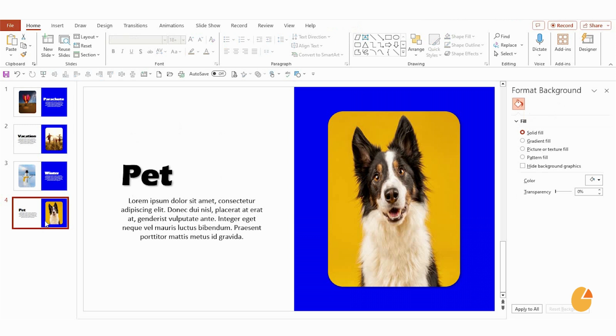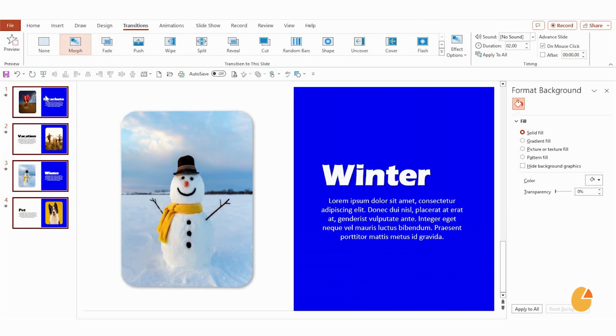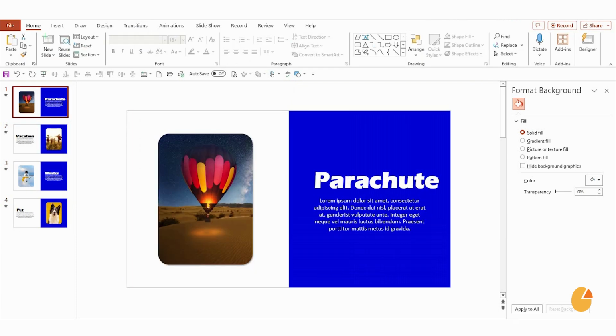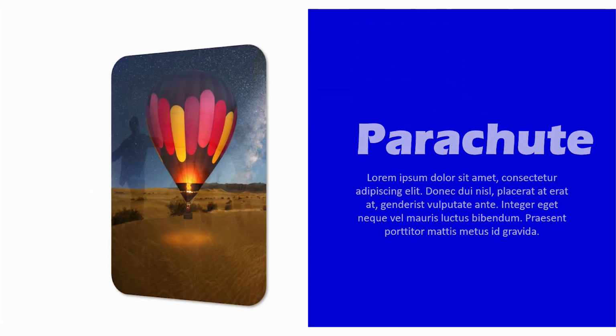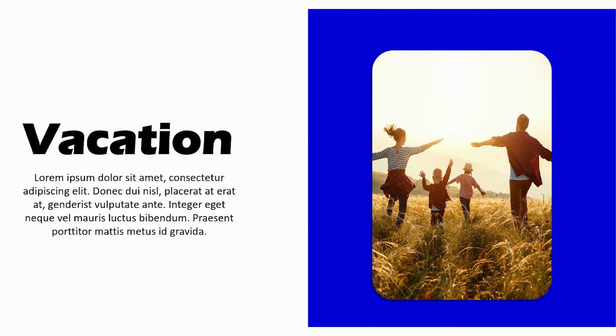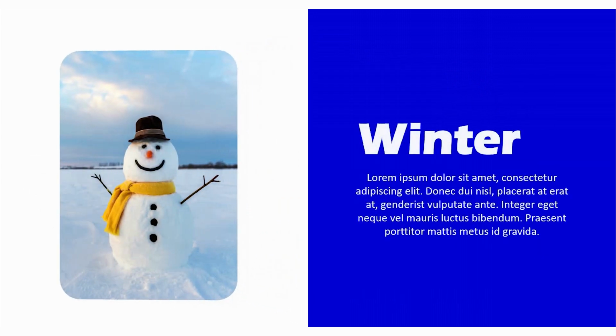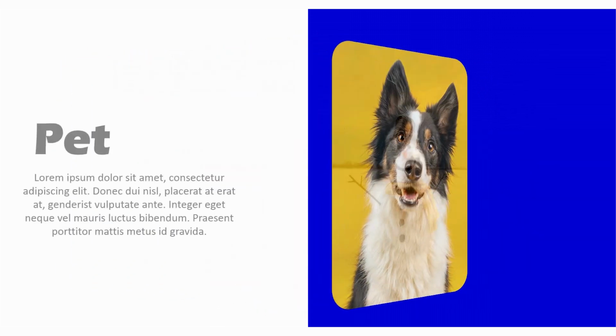Once all the slides are ready, select them all, go to the Transitions tab, and apply the Morph transition. This will create a seamless flip-over animation effect. And that's it. You've just made a rotating flip-over animation in PowerPoint. It's easy and looks amazing.